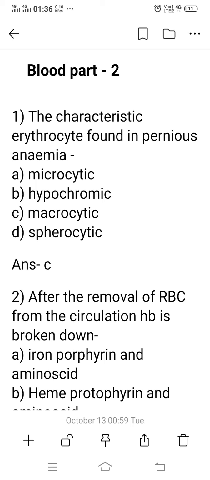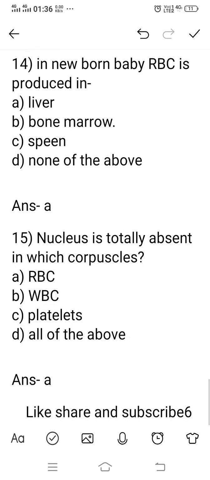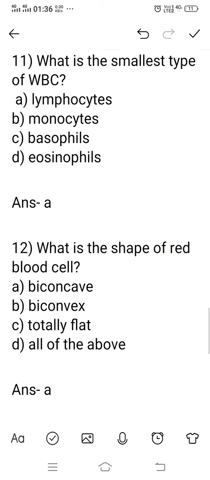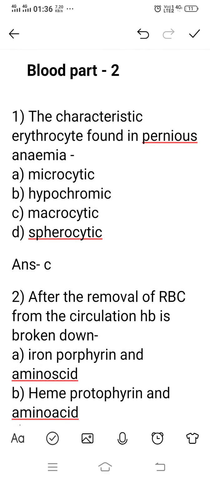Now today the first question is: the characteristics of erythrocytes found in pernicious anemia.